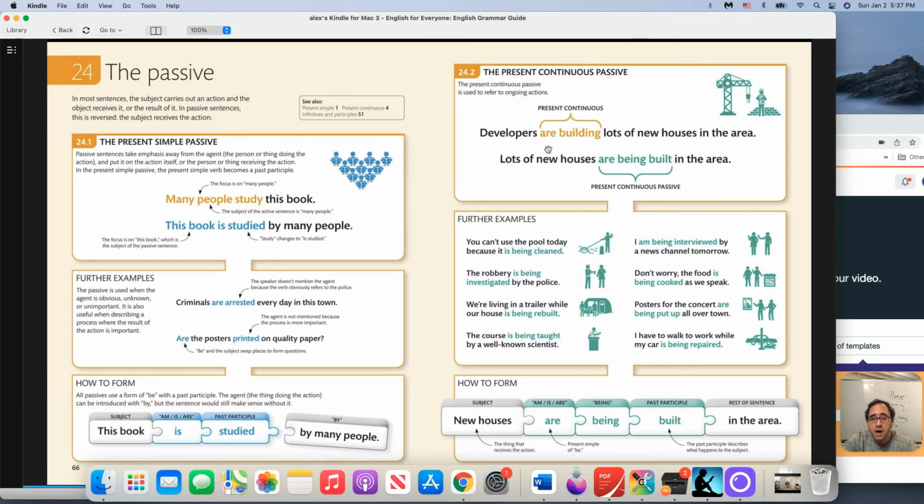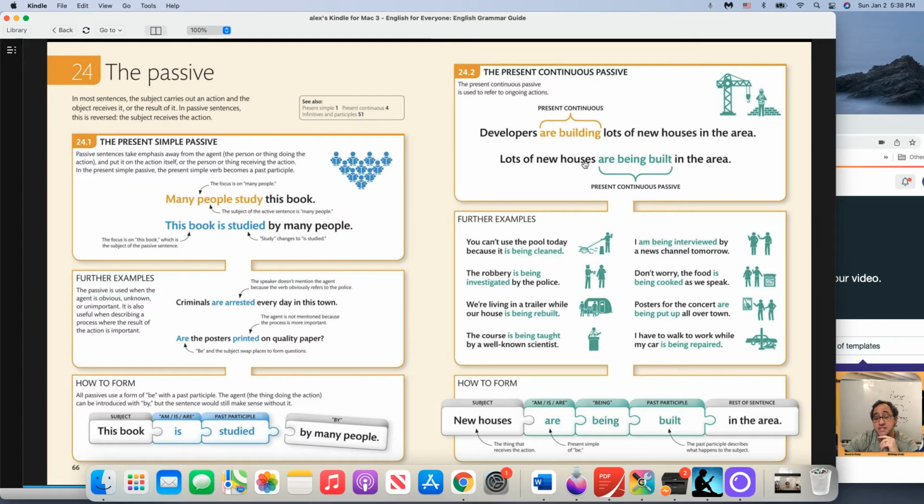Developers are building lots of new houses in the area. This is direct. Developers are building: the developers are the subject, are building, what are they building? New houses. That's the direct object. That's a normal sentence. And it's in the present continuous, meaning it's ongoing. Developers are building a lot of new houses in this area.